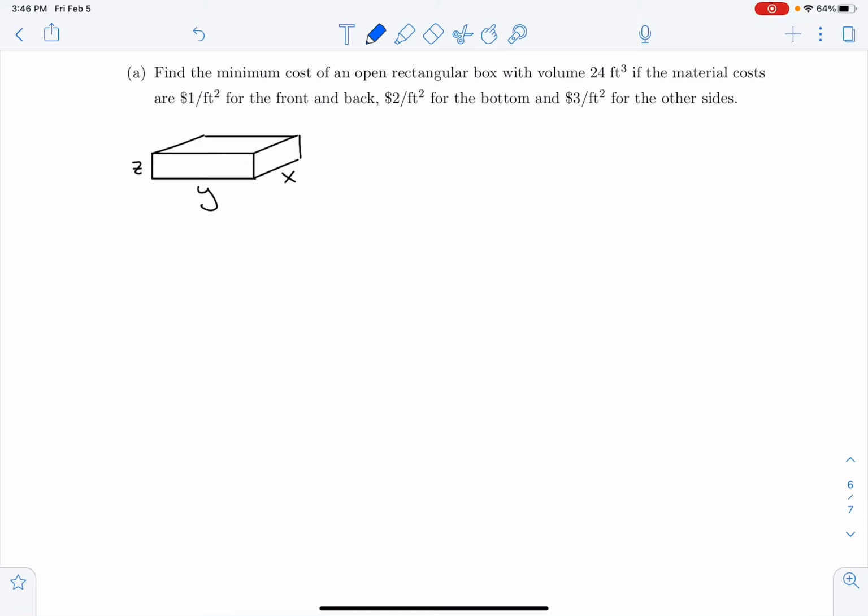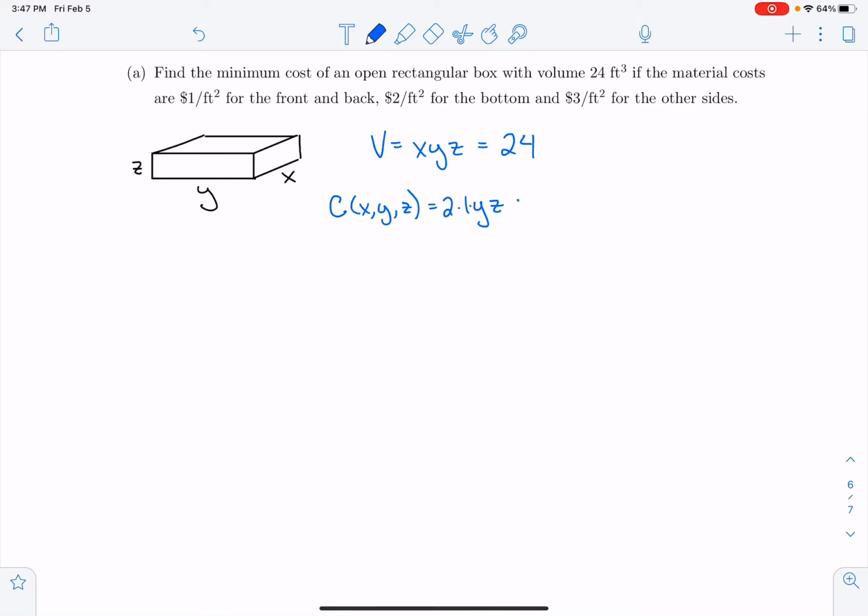So the volume of this box is going to be x times y times z, and that's going to be 24. So what is the cost of the box? Well, the cost of the box as a function of x, y, and z is going to be $1 per square foot for the front and back. So the area of the front is going to be y times z. The area of the back is going to be y times z. So there's two of those at $1 per square foot.